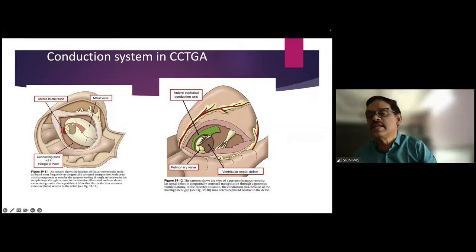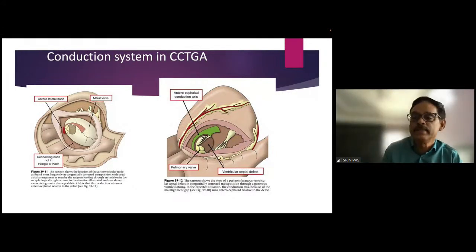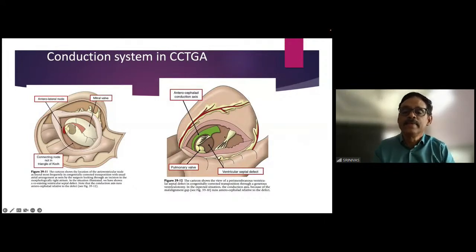So when you close the VSD in a routine perimembranous VSD, the conduction system is unlikely to be damaged. But here it is anterosuperiorly related to the ventricular septum, and also importantly, it is right on the margin of the ventricular septal defect. So it is likely to be damaged during surgical closure, if at all a surgical closure of the VSD is done here. So that has to be borne in mind.